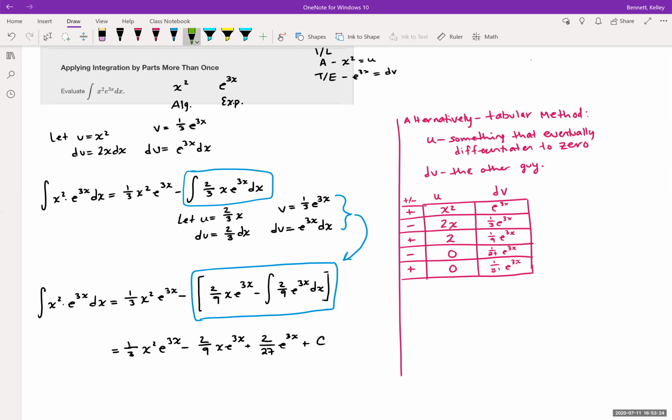We're just going to kind of follow a path. So the idea is that you go here, here, and then dip down. So what does this mean for us? It means we get positive 1/3 x squared e to the 3x. We've seen this. It's right here.